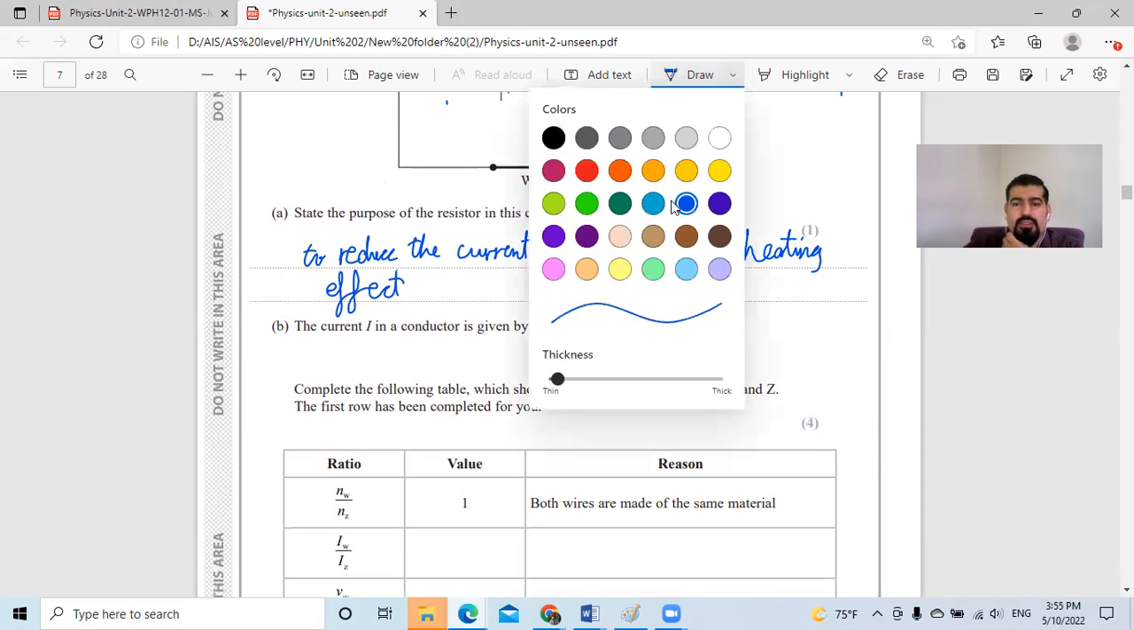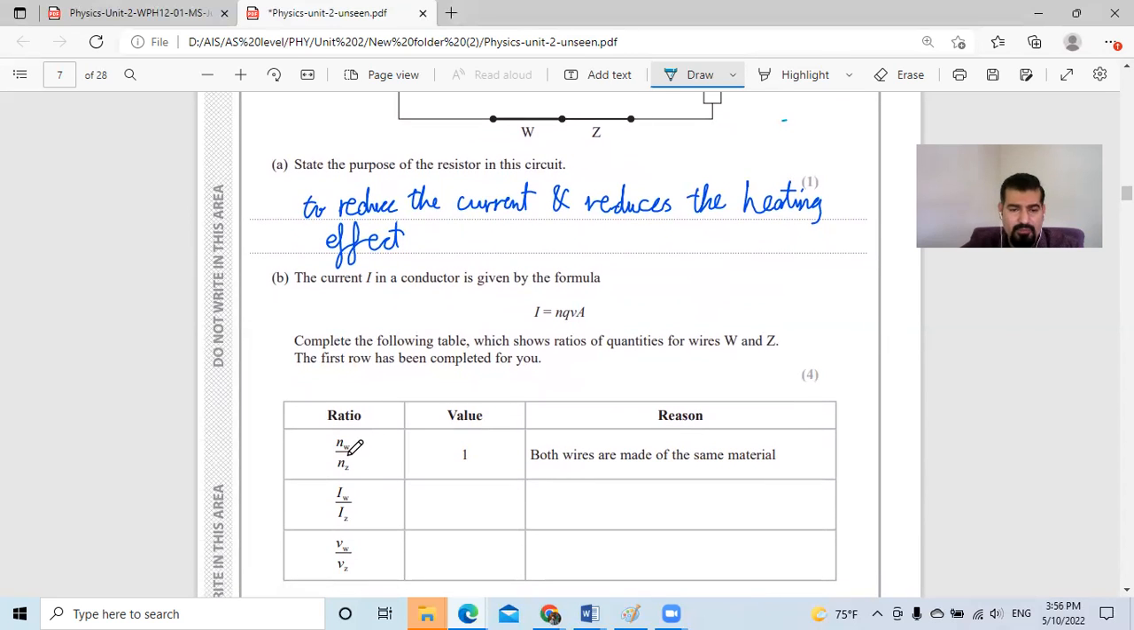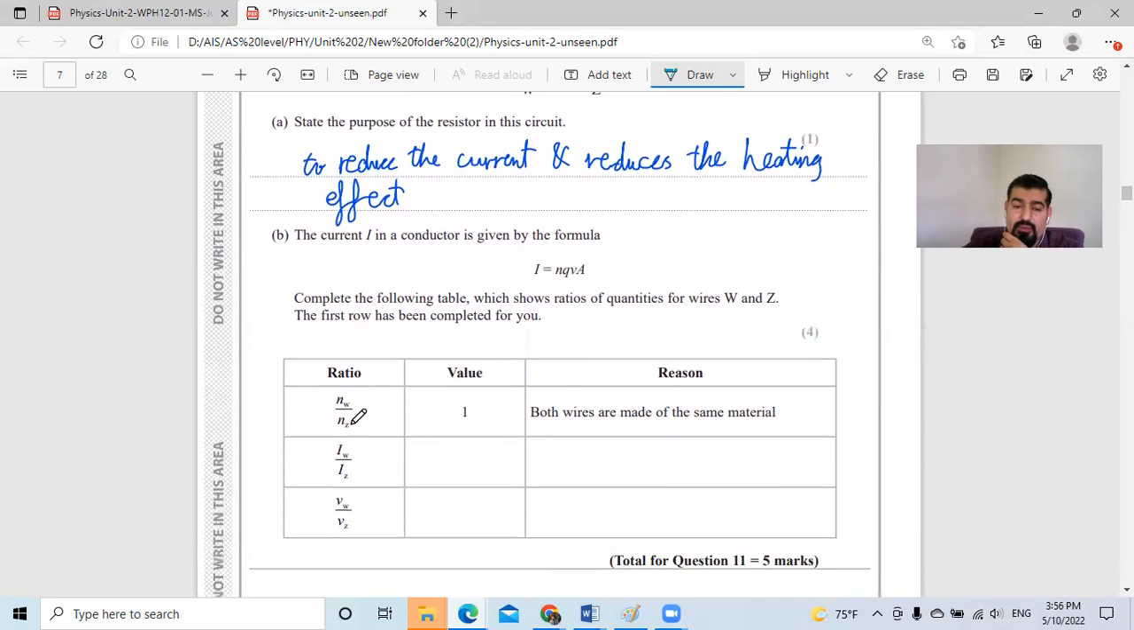Part B, what do they ask here? The current I in the conductor is given by the formula I equals nAvq, as we know it. Complete the following table, which shows the ratio quantities for the wires W and Z. The first row has been completed. Now, the number of free electrons in wire W over the number of free electrons in wire Z is the same since both are made of the same material. So 1 over 1, which is 1.